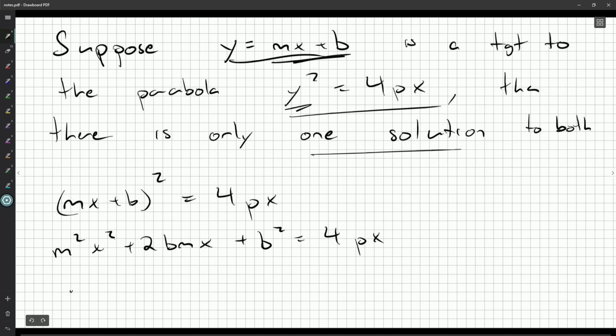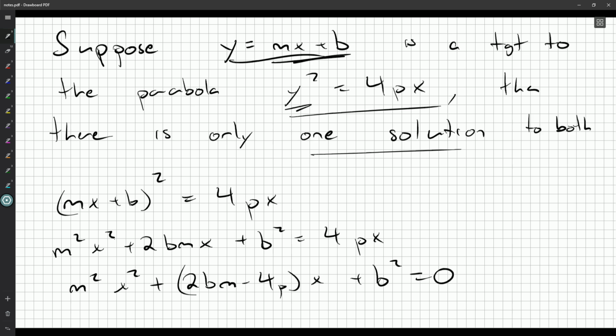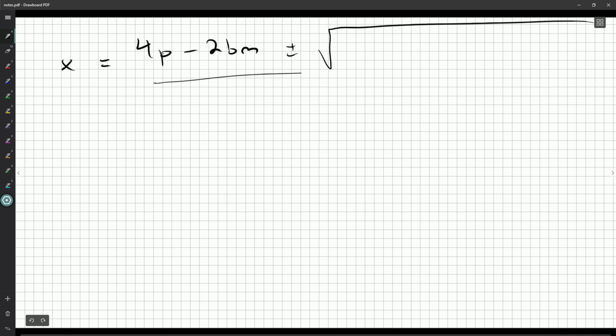And so we rearrange this, we'll get a nice little quadratic. M squared is the coefficient of x squared. 2bm minus 4p x plus b squared, and this is equal to 0. Now, I have no idea what p is, b is, m is, but we can use the quadratic formula. And so it'll be 4p minus 2bm. Yeah, switch that around. Plus or minus, and the square root. Now, this discriminant, the expression under the square root is going to be very important to us.